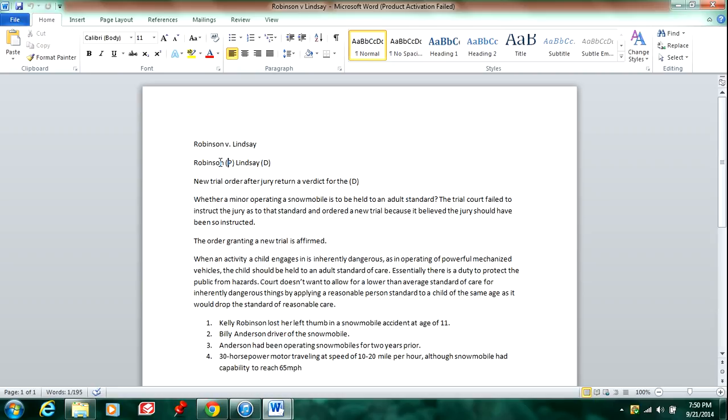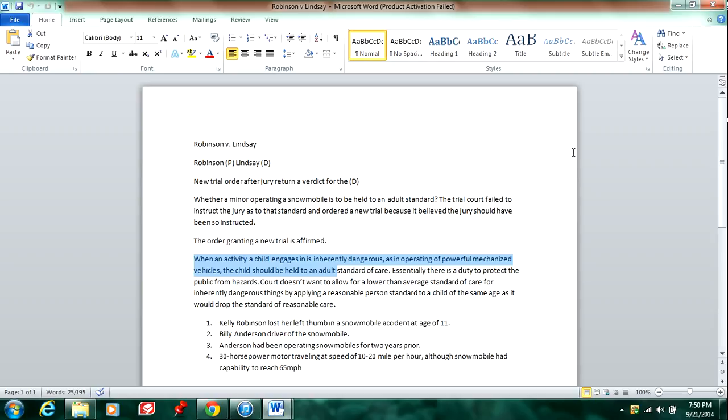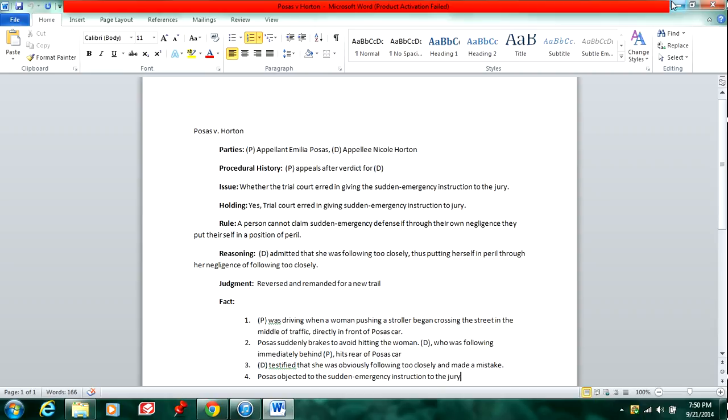This one I don't have labeled, but this is the name of the case. Here's the parties, procedural history, issue, holding. This is just something I put in to explain to myself, and then here's the facts. So obviously I didn't have all the information in this one. You might not, but if your teacher's calling on you for the Socratic Method, you're going to want to have these so that you can answer their questions. Yep, so that is how you do a case brief.